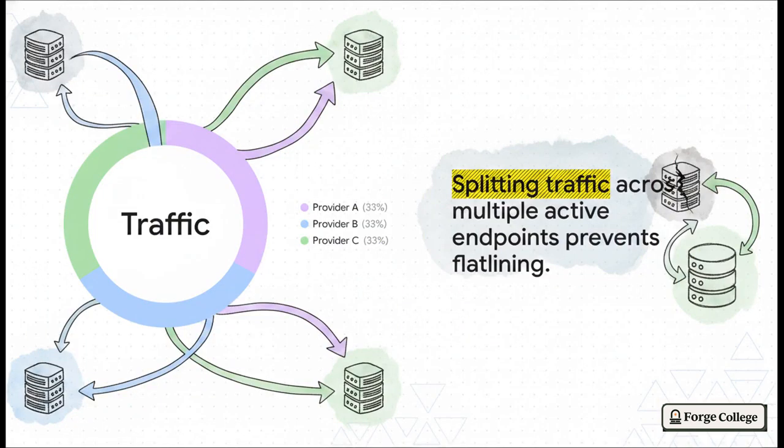Now, while our advanced courses at Forge College really get into the weeds of load balancing math, the core takeaway for you right now is just this. Divide your request volume. Splitting your traffic across multiple active endpoints ensures that if one single provider goes down, your app degrades gracefully instead of totally flatlining on your users.